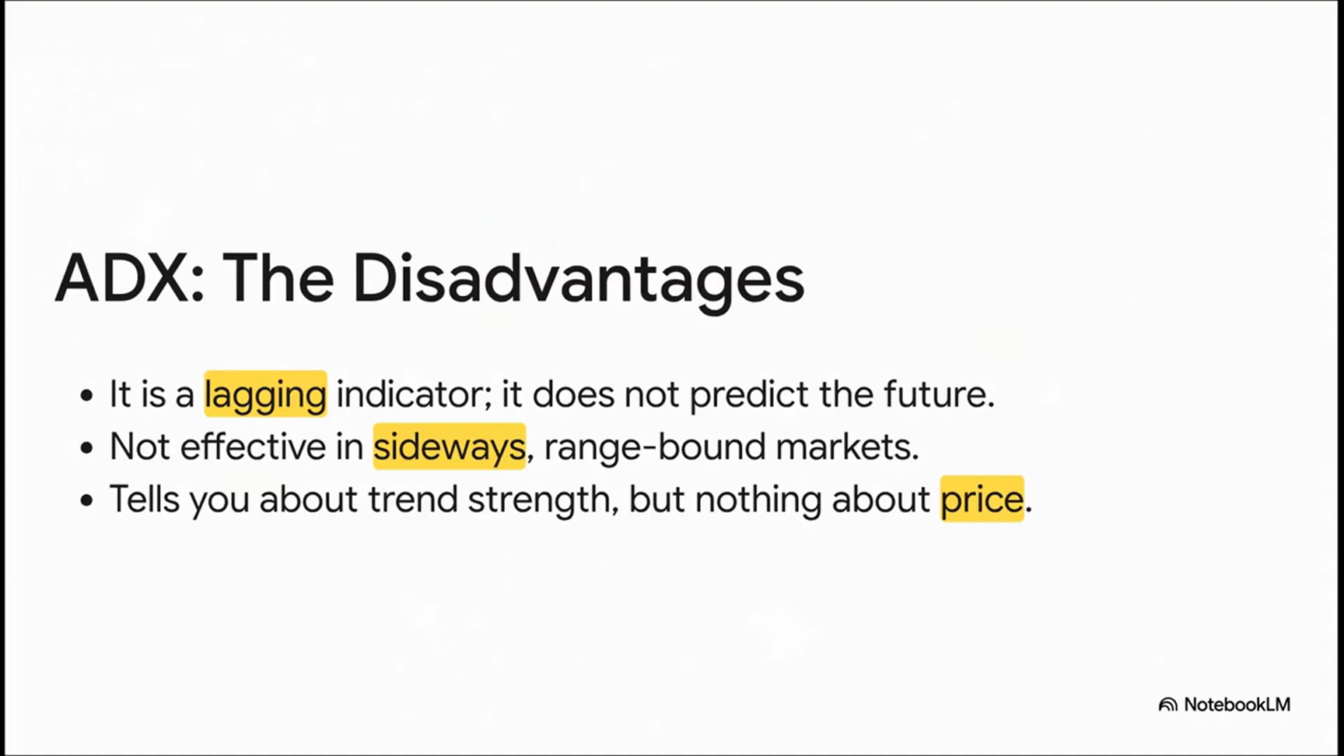But you have to respect its limitations. The big one is that it's a lagging indicator. It confirms a trend that's already underway. It does not predict the future. And like we saw, it's pretty useless when the market is just going sideways. It's only telling you about trend strength, not where the price is headed next.